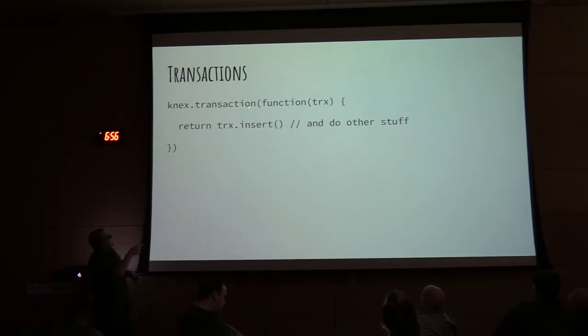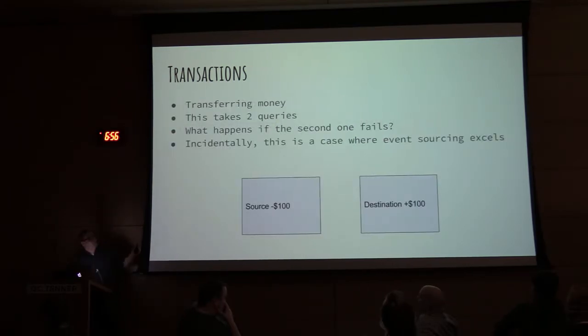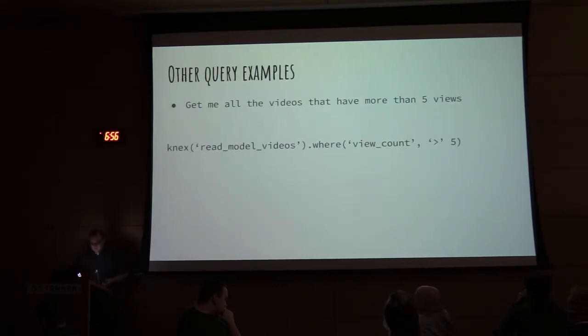There's a knex.transaction function. You give it a callback. It gives you an object that's essentially a client like the other one we saw before. It's just now it's all running inside of a transaction. If you have an error, it will roll it back and undo everything you had done. If it succeeds, it will commit it. So in this example, when this transaction succeeds, those two queries are both committed to the database.